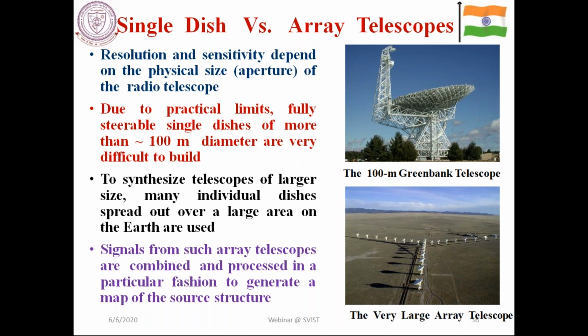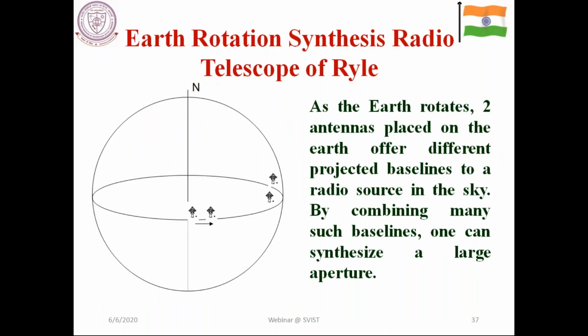So once this has come out, what is the main thing? Another problem is, well, you have made some kind of array telescopes, very good. Now suppose you are making an array in a single line. But what will happen? Earth is rotating, right?